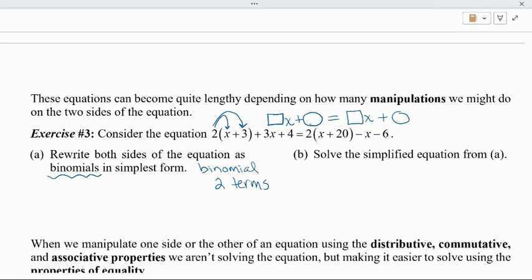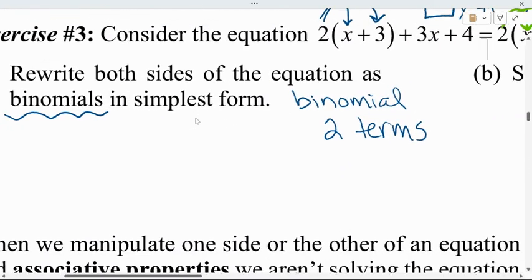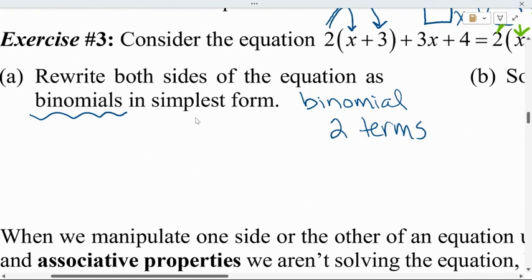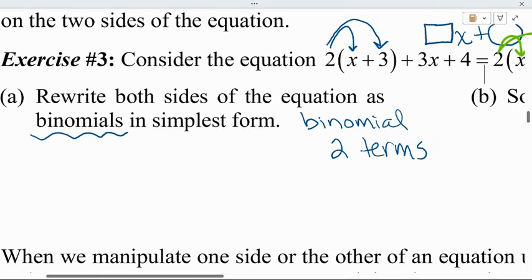So we have to do some distributing on both sides of the equal sign, and then we have to combine like terms. And that is a very common instance where you have to distribute and combine like terms. This reminds me of the last two consecutive integer problems that you guys did. So I'm going to just distribute right here.